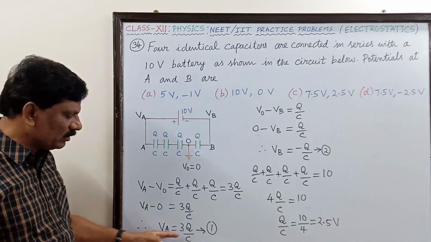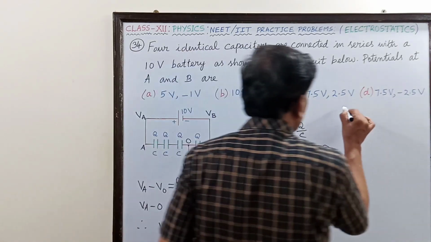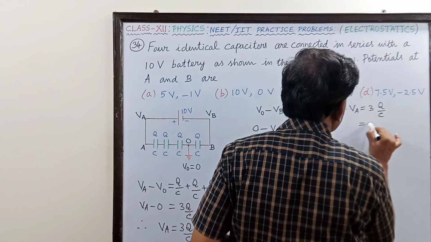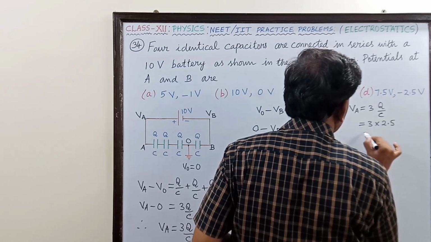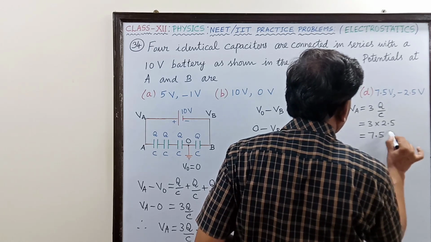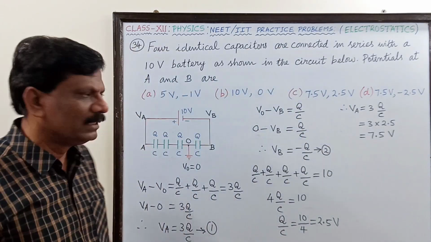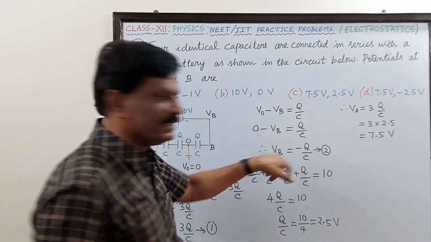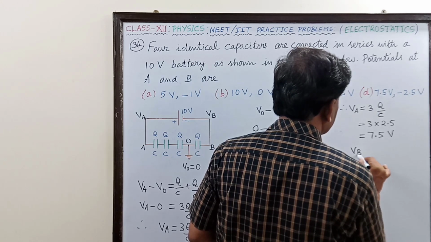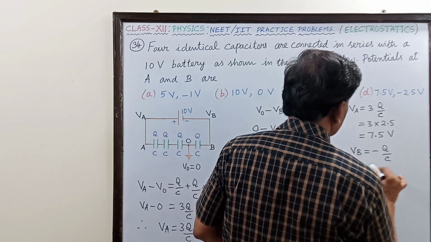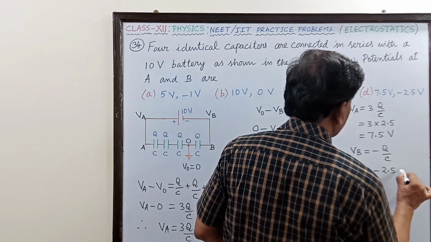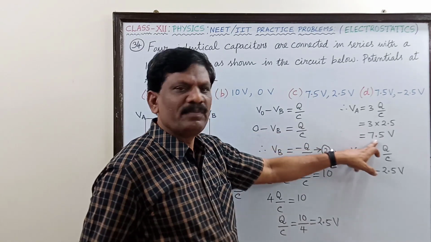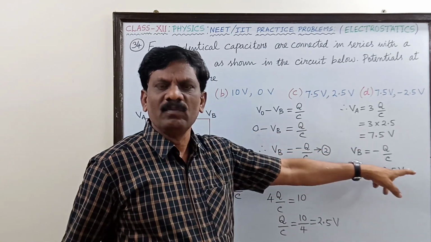Therefore what is VA equal to? 3 times Q by C. Is it not that? Therefore VA is equal to 3Q by C. So this is 3 into 2.5. So this is equal to 7.5 volt. Okay, plus 7.5. And from equation 2, what is VB equal to? Negative of Q by C. So this is equal to minus 2.5 volt. Okay. So VA is plus 7.5, VB is minus 2.5 volt.